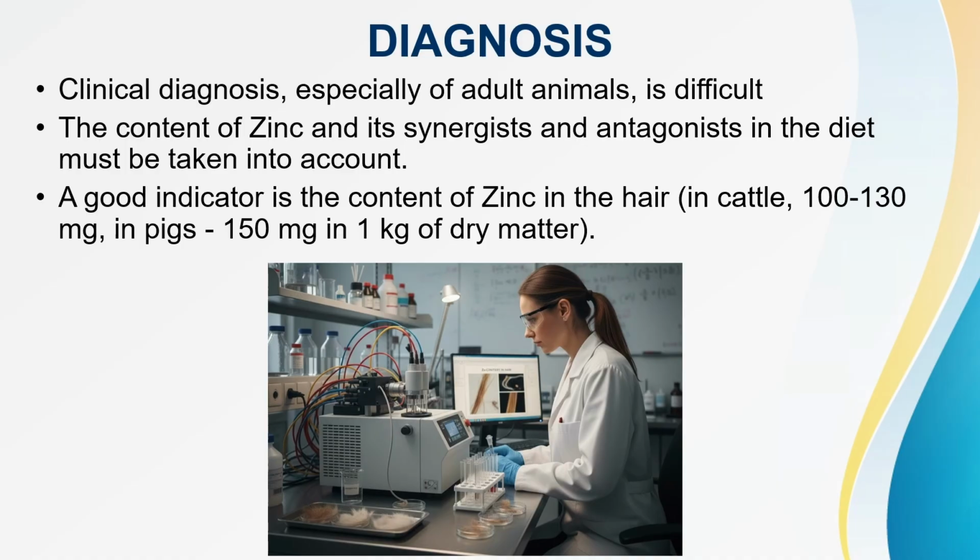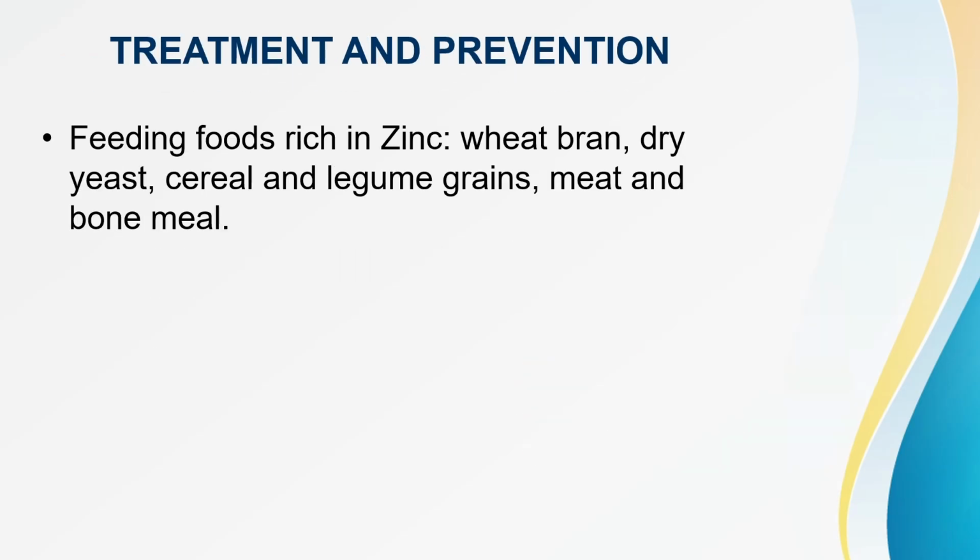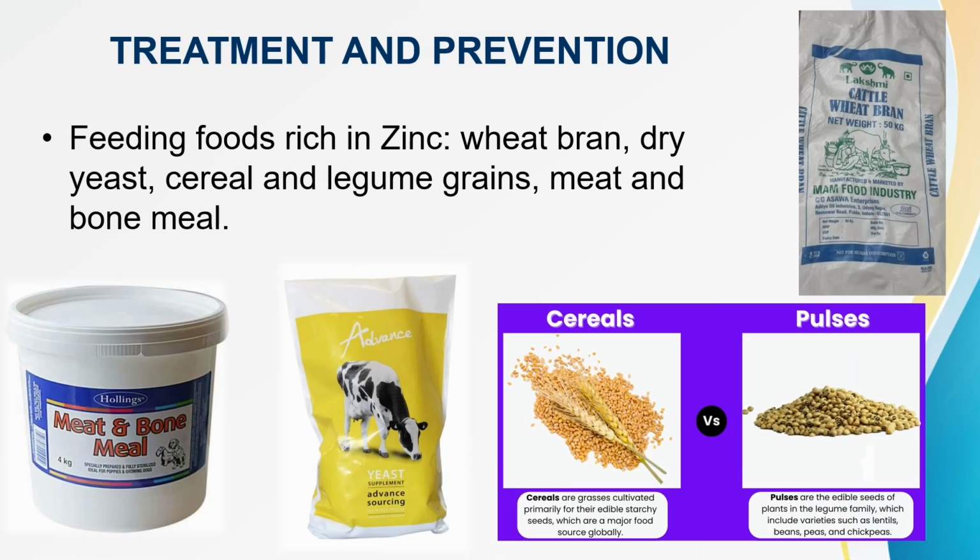The content of zinc and its synergists and antagonists in the diet must be taken into account. A good indicator is the content of zinc in the hair: in cattle, 100 to 130 mg, in pigs, 150 mg in 1 kg of dry matter. Differential diagnosis: eczema, furunculosis, dermatitis, sarcoptosis, pellagra.